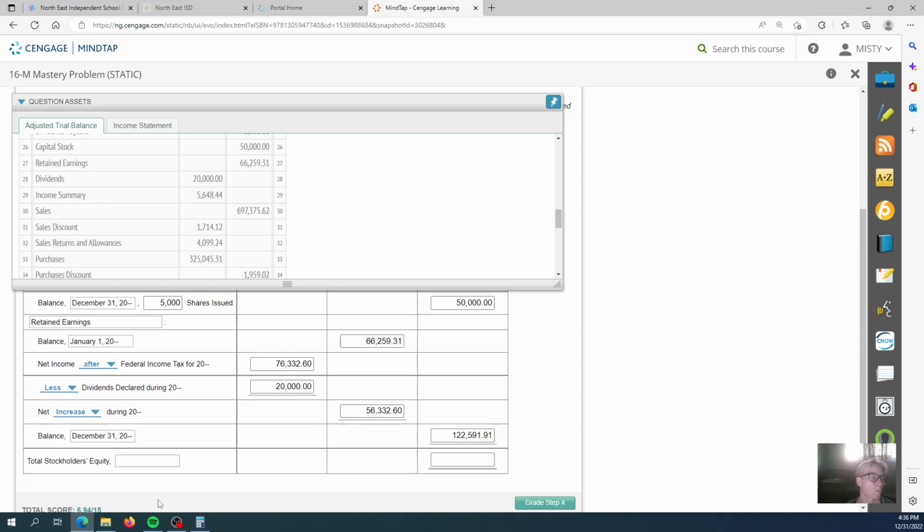Now, total stockholders' equity for December 31st, 20 dash is what? You're going to take those two numbers and add them together, okay? So our balance of the capital stock and our balance of retained earnings, and that is going to give us 172,591.91. There we go.